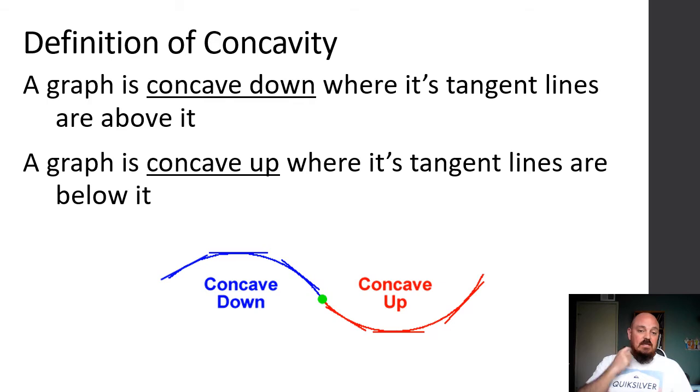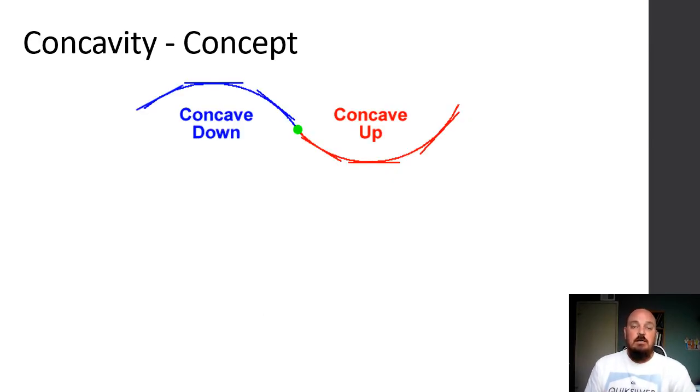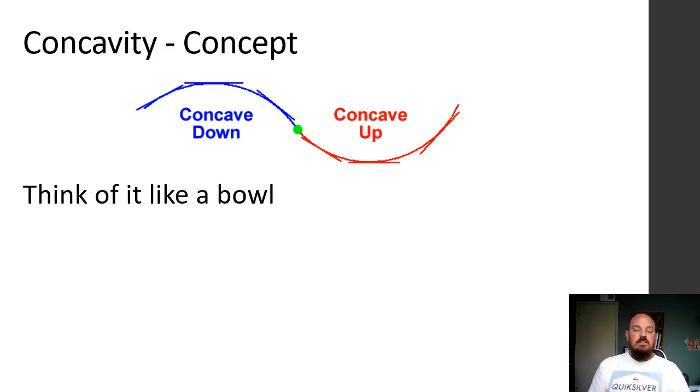That green point that's marked in between them is a very important point we'll get to in just a few minutes. But for now, let's really focus on concave up and concave down. So instead of the mathematical definition, let's talk about it more as a concept. So this is how I like to think of it.